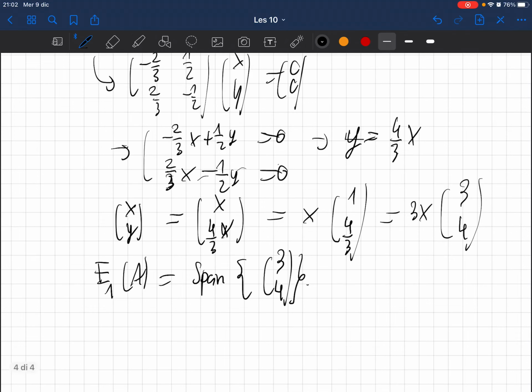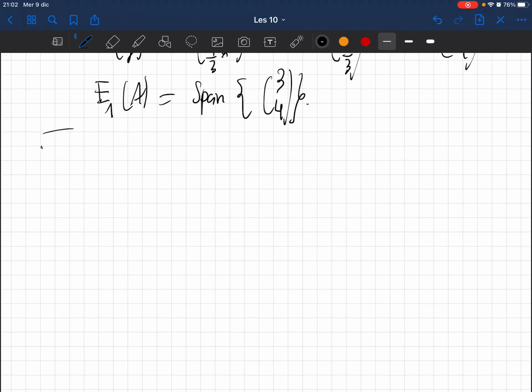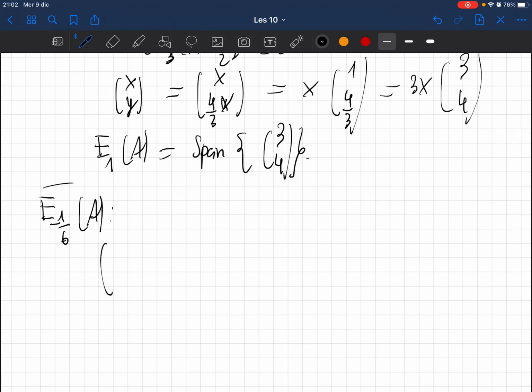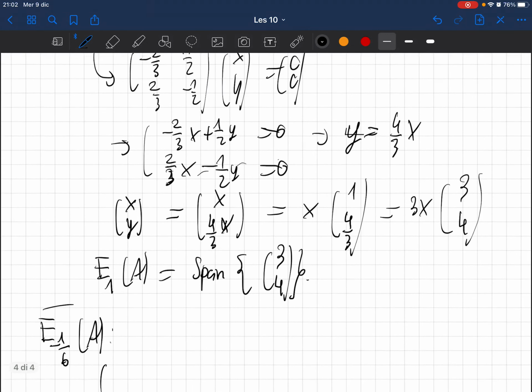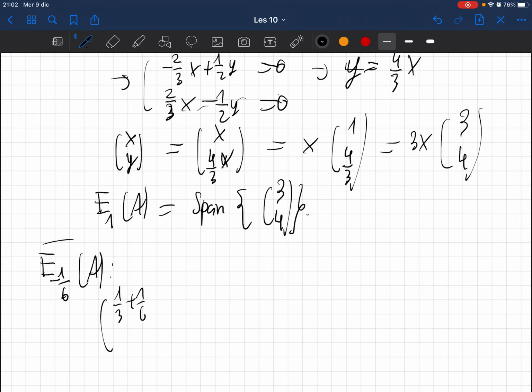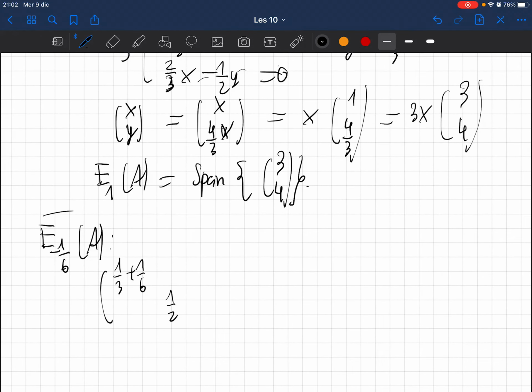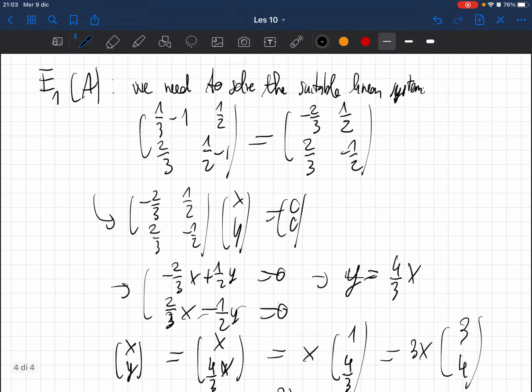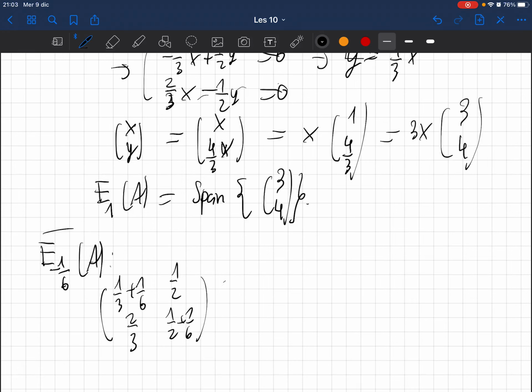Okay, this is it. So let's look at the E minus 1/6 of A. That's another computation. So first compute the matrix when lambda is equal to minus 1/6. It is this. Okay, 1, 2, 3, times (x, y) equal to (0, 0). Okay.